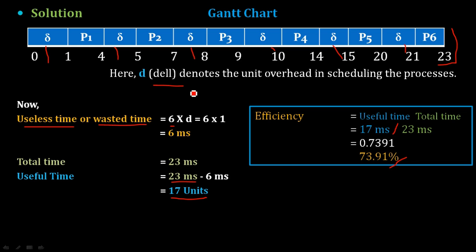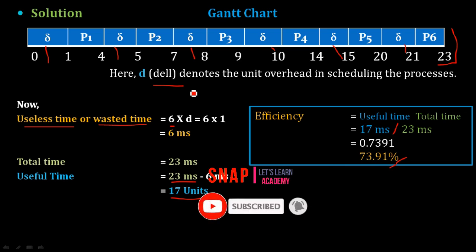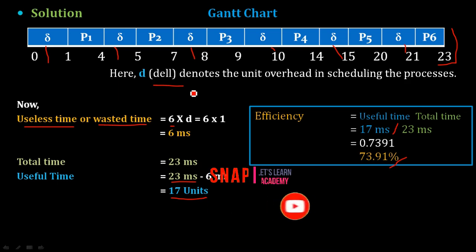This kind of question might be asked in competitive examinations like GATE, NET, SET. In this way you can denote the wasted time, or overhead time, for each process. First prepare the Gantt chart and then calculate the timing, or calculate the efficiency of the algorithm. So 73.91% is the efficiency of this first come first serve algorithm for 1 unit of overhead time.